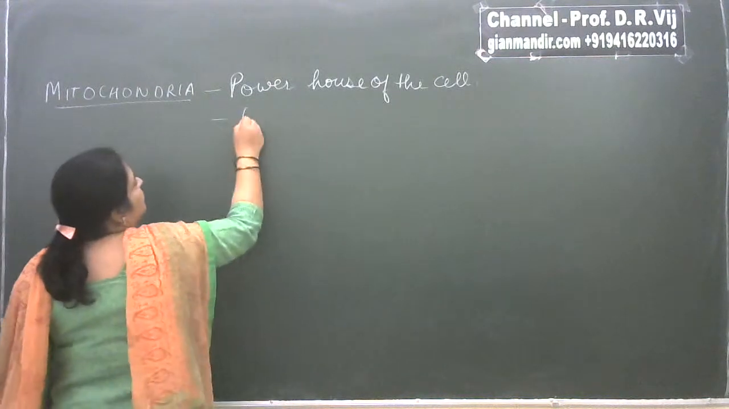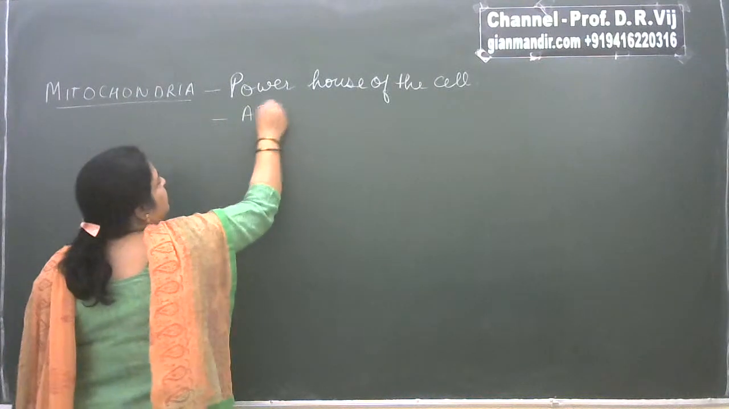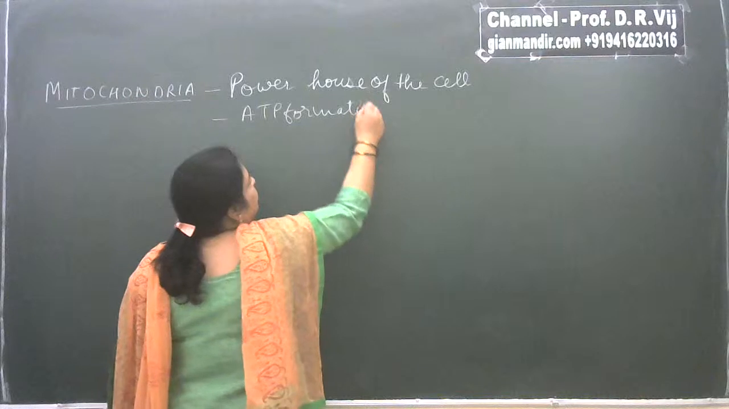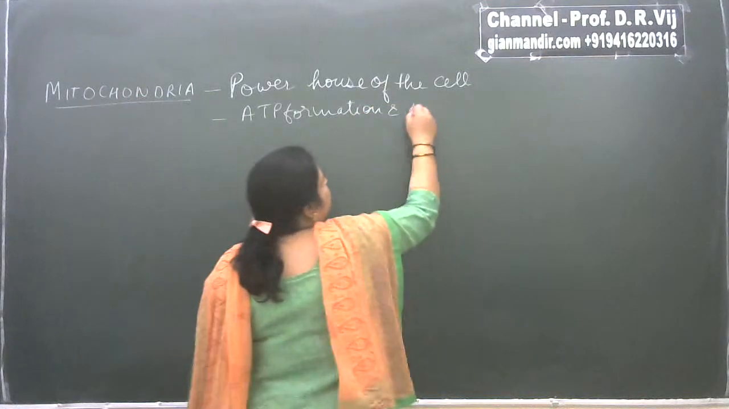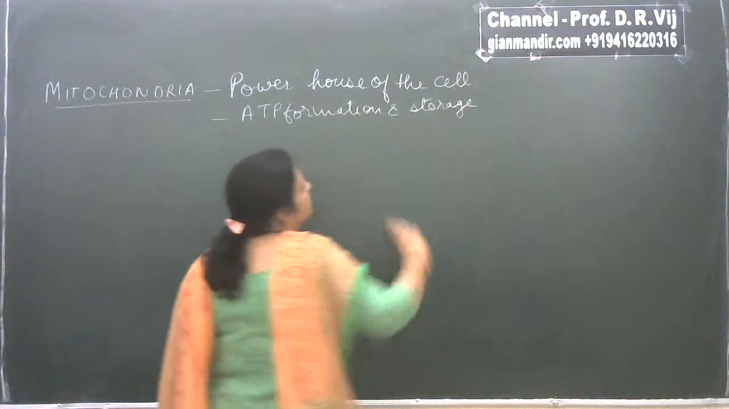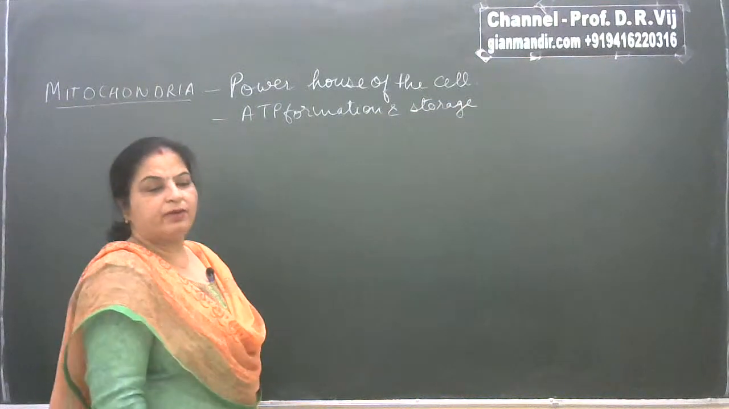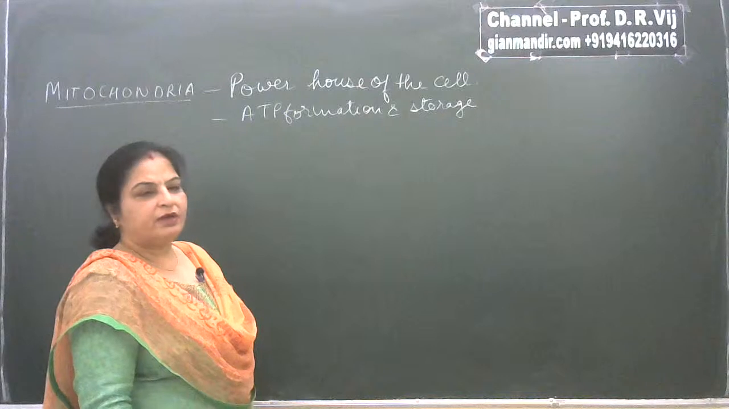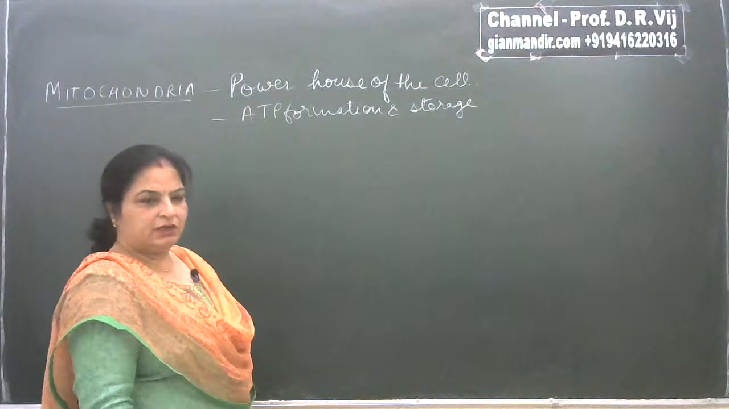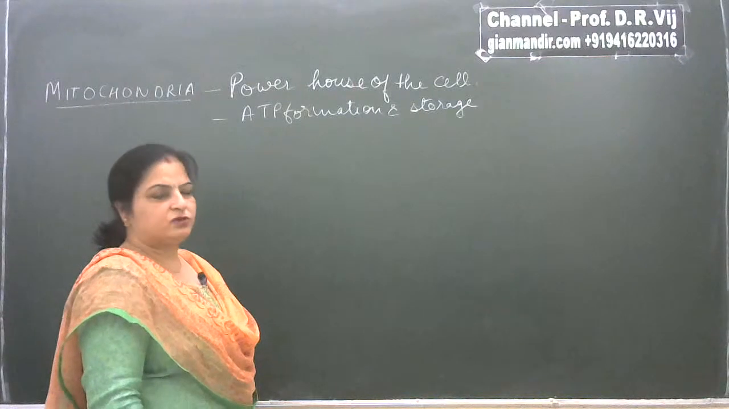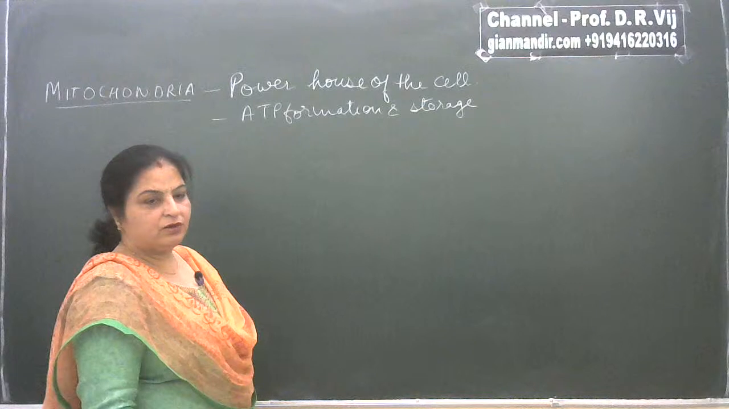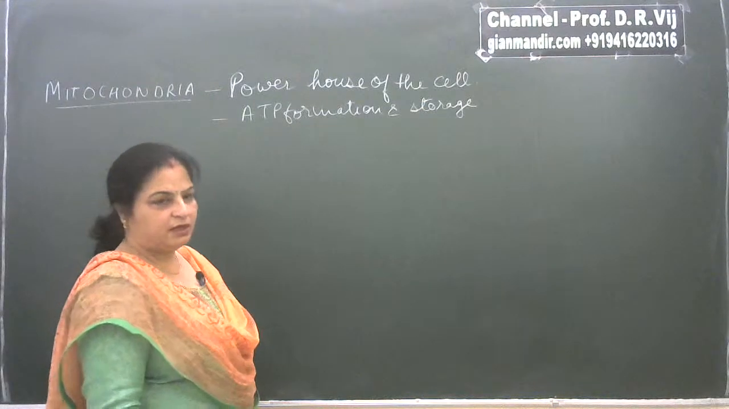Because ATP formation and storage takes place in mitochondria. So you can say mitochondria is the place where, as a result of respiration, energy is produced in the form of ATP and also stored in the form of ATP. That's why the mitochondria is known as the powerhouse of the cell.